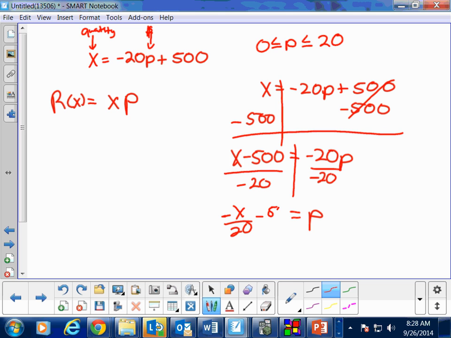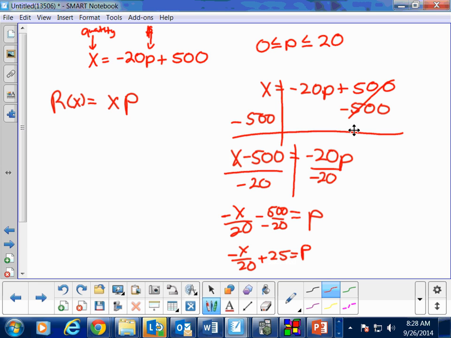minus 500 over 20. That's going to be my x value, and that's one of the things I'm going to use. The nice thing is I can simplify that negative 500 over 20. Actually, I lost my negative for the 20 here; I transported the other one but not there. And I'll find out that it goes in 25 times. So I'll have negative x over 20 plus 25 is equal to p. Yeah, great.